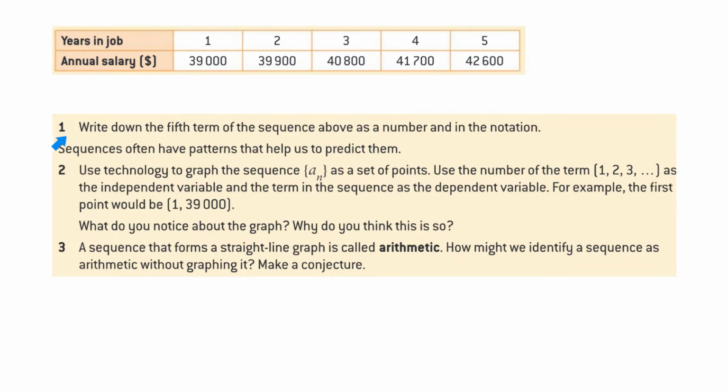Okay, let's have a look at question 1 here. This is in the investigation. That's our table. Write down the fifth term of the sequence above as a number and in the notation. Okay, we can do that because we know this is the notation. So that's the first term, second term, third term, fourth term, fifth term. So we would have the fifth term equals 42,600. So they want the number, which is 42,600, and the notation, this notation here. So A with the sub 5 equals 42,600.